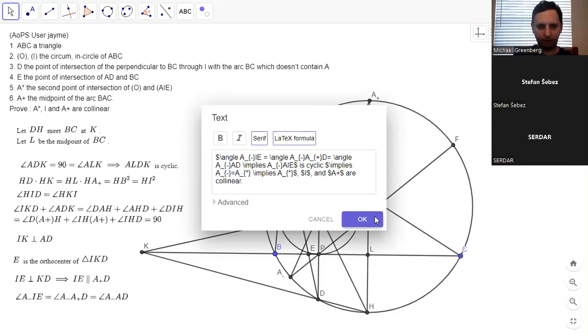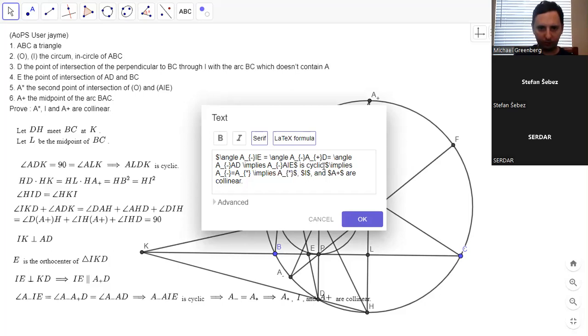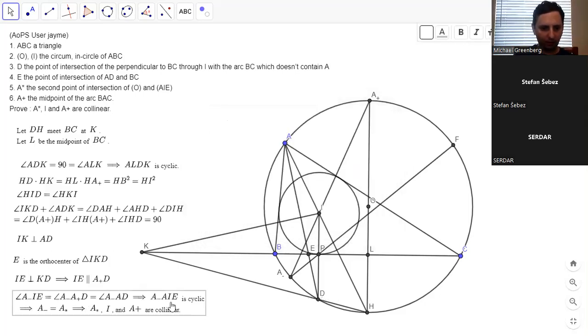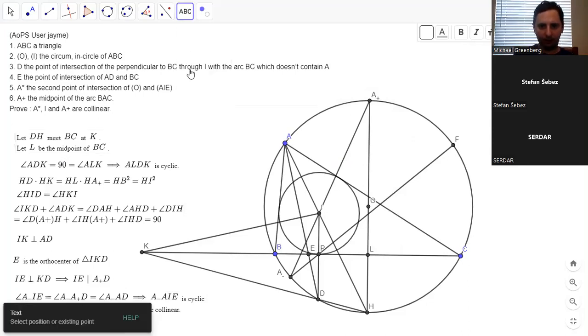All right, let's see if that all fits on one line. Let's see how that looks. All right, I think we're good here. Let me just do one more thing. So I'm going to say let A plus I meet the circle at A minus.